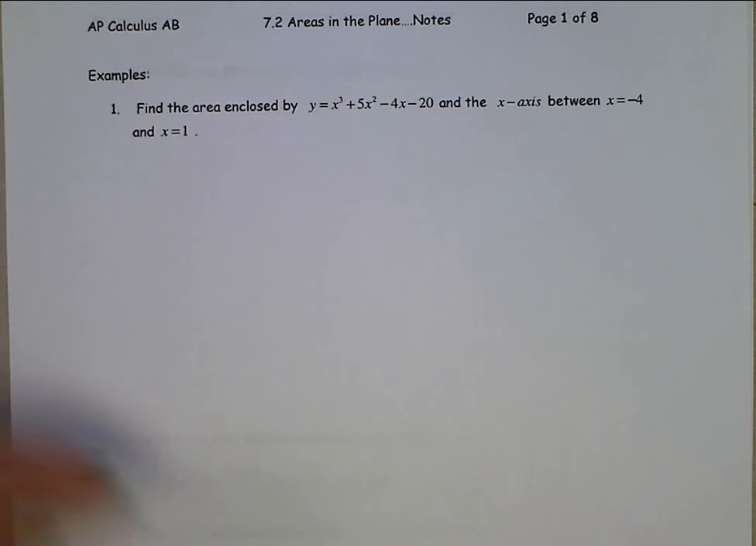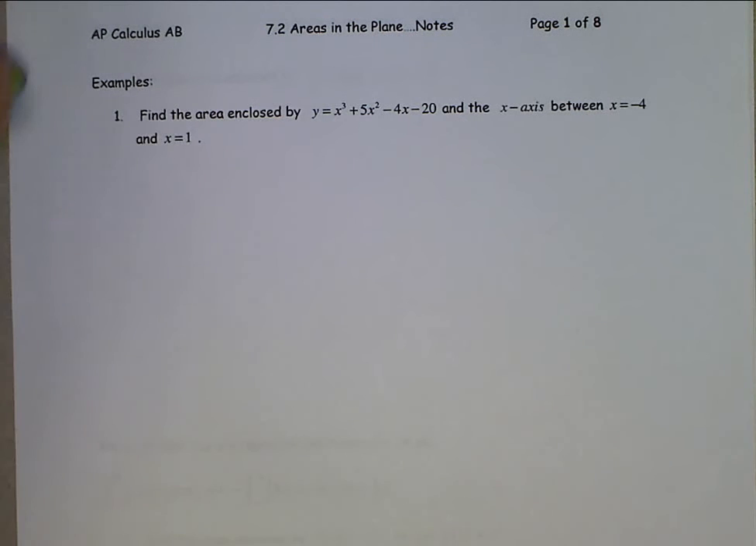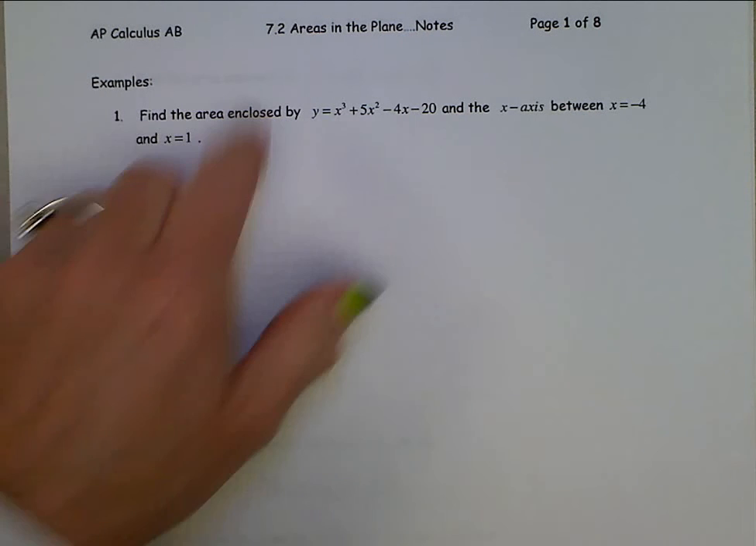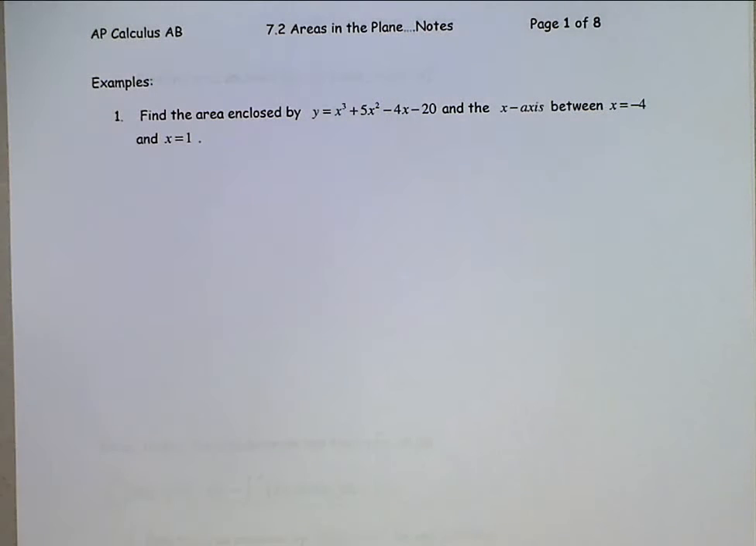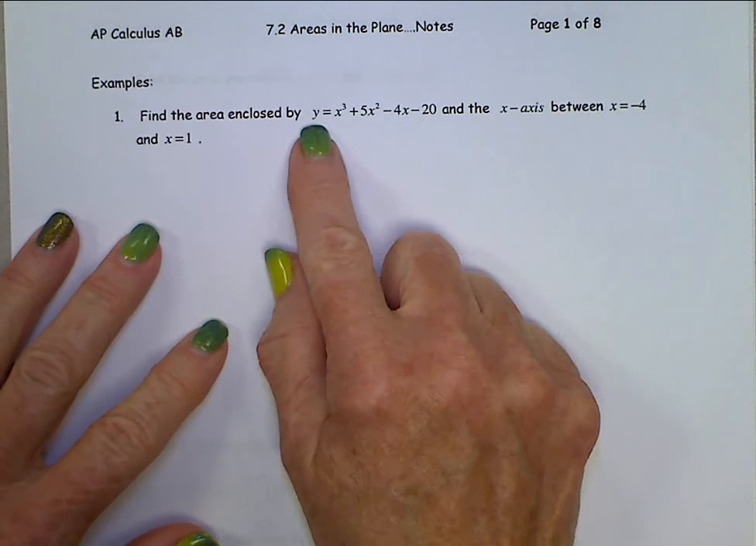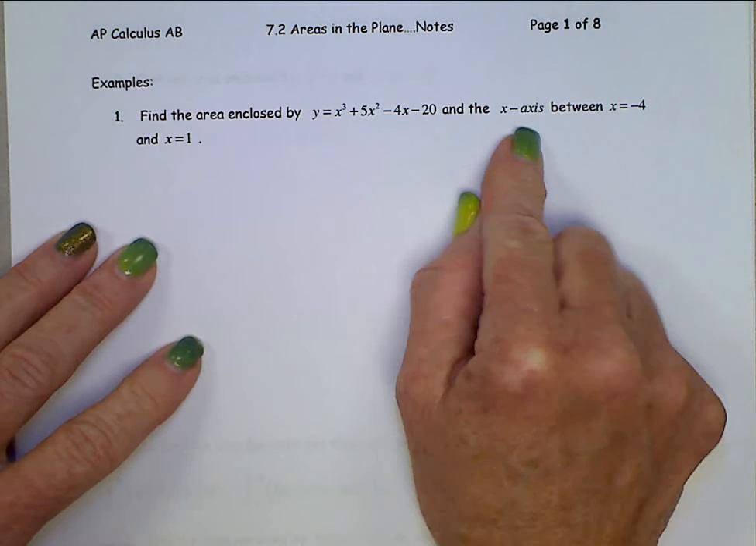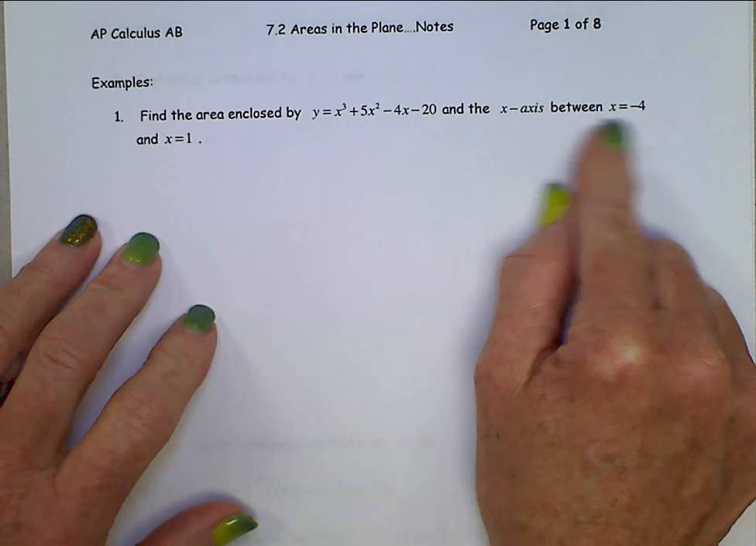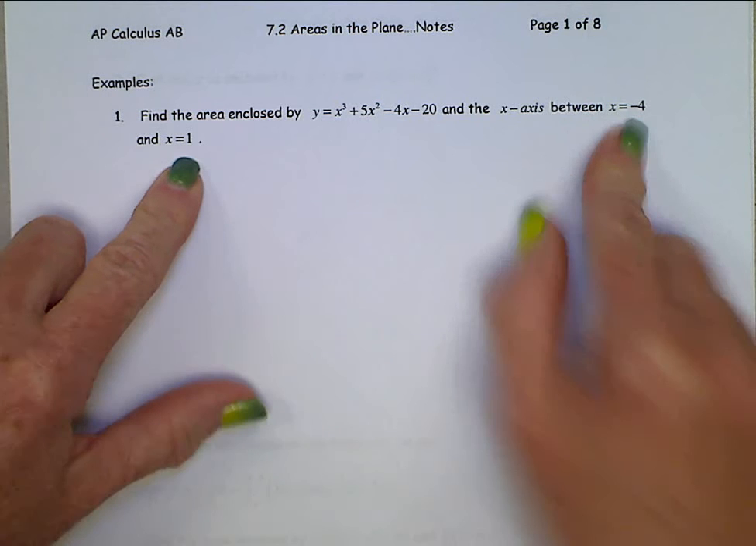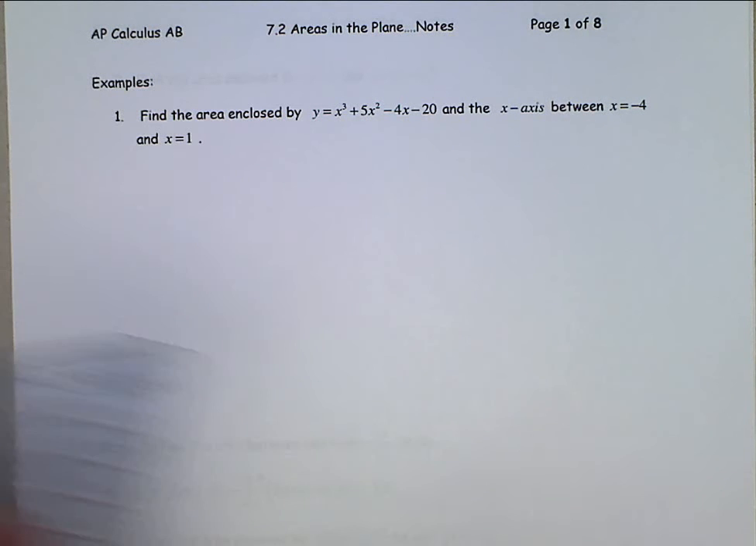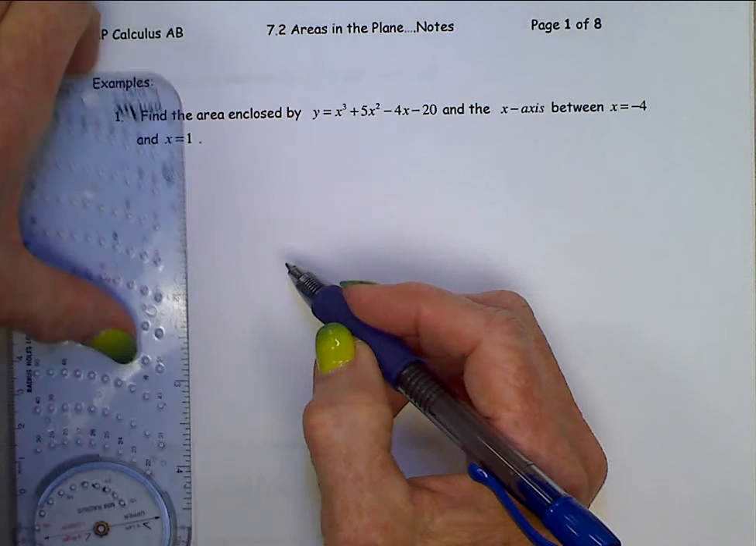This is AP Calculus, section 7.2, page 1, looking at areas in a plane. We want to find the area enclosed by this graph, y equals x cubed plus 5x squared minus 4x minus 20, and the x-axis between x is -4 and x is 1. So first thing is we are going to sketch this graph.